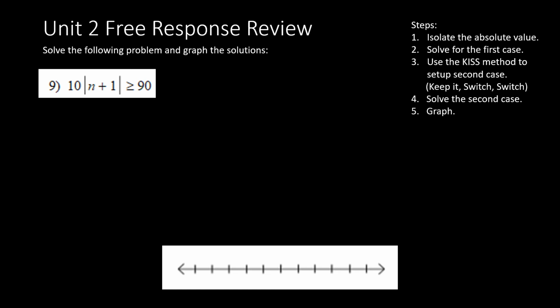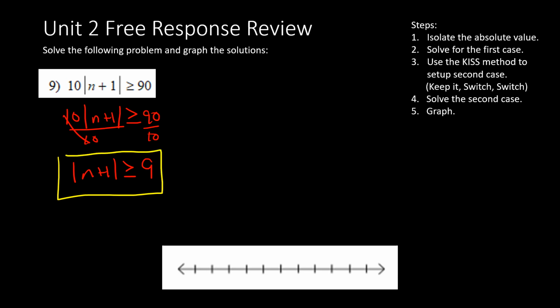Looking at number 9 here, guys, we have 10 times the absolute value of n plus 1 is greater than or equal to 90. Divide both sides by 10. So we have the absolute value of n plus 1 is greater than or equal to 9. Box this as it is our isolated absolute value. And our first case here will be the absolute value of n plus 1 is greater than or equal to 9. Drop the absolute values. n plus 1 is greater than or equal to 9. Subtract 1 from both sides. I get n is greater than or equal to 8.